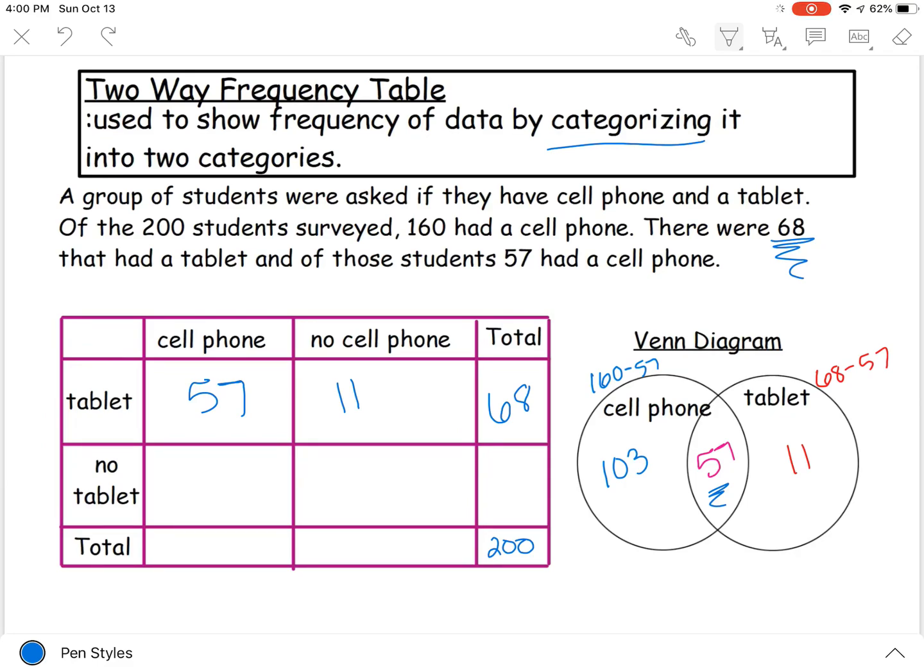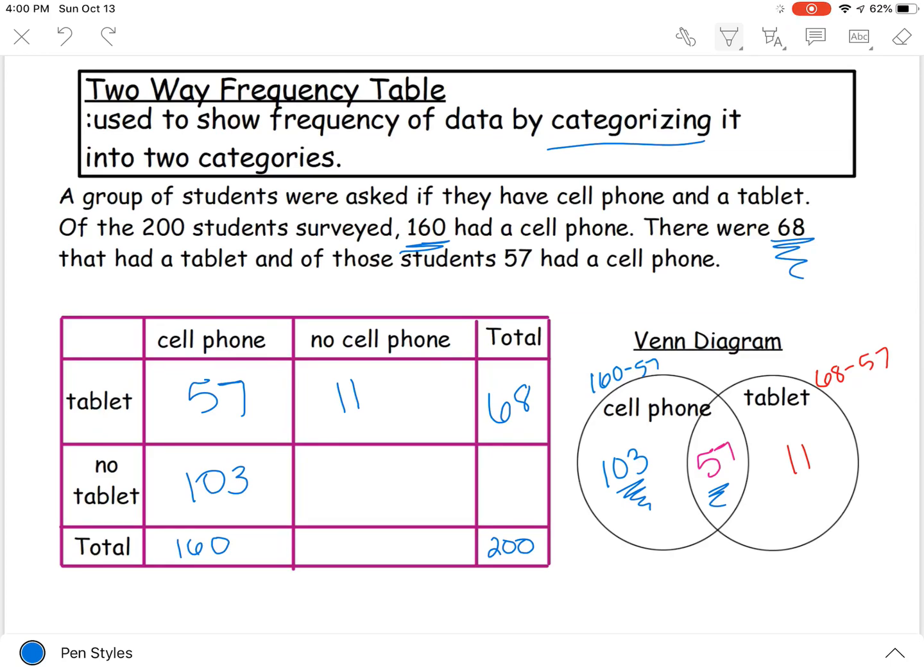Our original problem told us that 160 have a cell phone. So if we go to cell phone and we go to total, well, 160 have a cell phone. Okay, and then these should add up. So if we take the number of students who have a cell phone and a tablet and the number of students who have a cell phone and no tablet, it should add up to be 160. All right, so 160 minus 57 is 103. And notice that matches what we found in our Venn diagram for students who have a cell phone but no tablet.